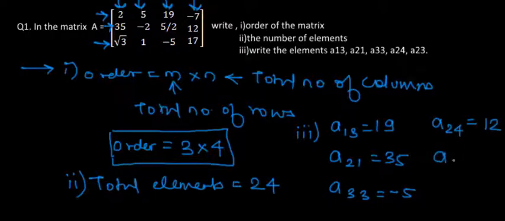And then finally A23, so 23 means second row and third column, so second row and third column, 1, 2 and 3, your element is 5 divided by 2. So 5 over 2 is your element. So that was your first sub question, very easy. Let's move to the next one.